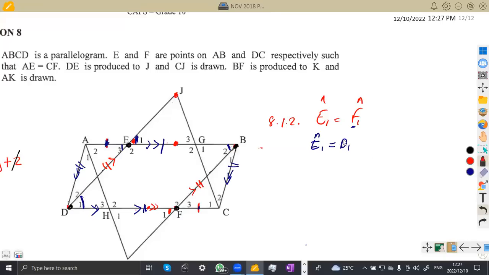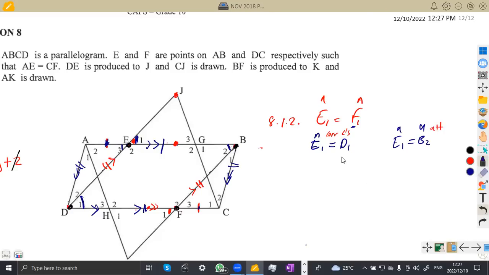So about D1, these are actually corresponding angles. We can even use this way: angle E1 is equal to angle B2. For angle B2, we are now referring to alternate angles. So these are actually alternate angles.